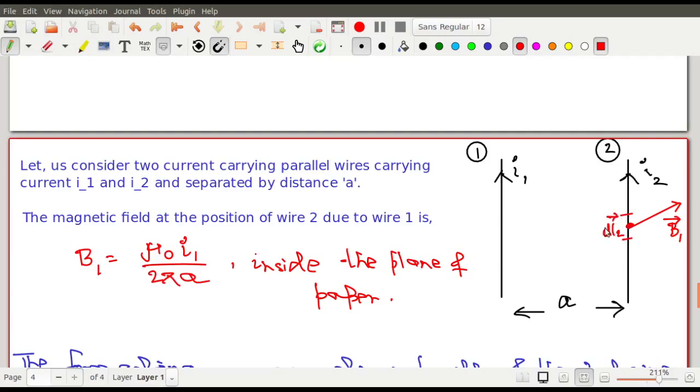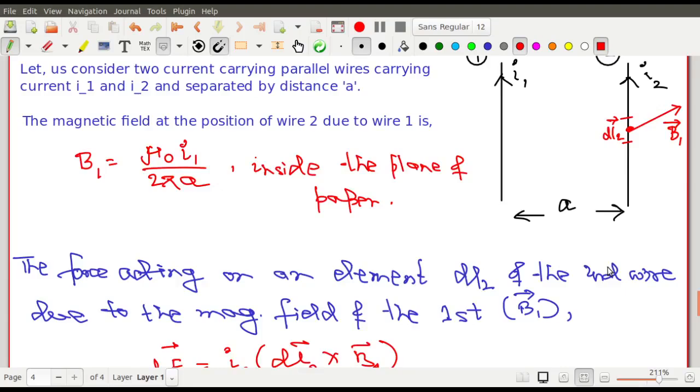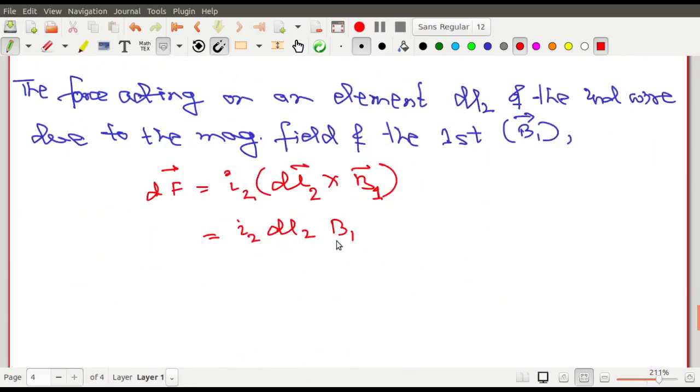So black line and you hold a pen over here. What is the angle between them? Definitely it is 90 degrees. So sin 90 is 1. So that's why it is I dl2 B1.